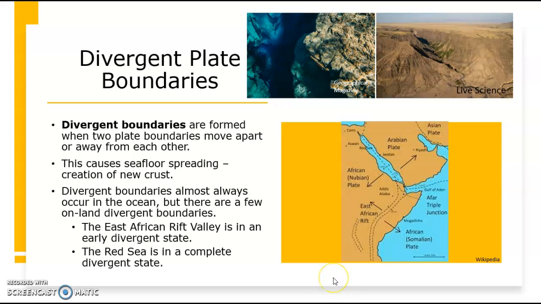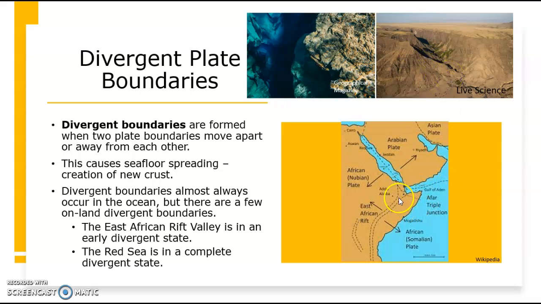Divergent boundaries are formed when two plate boundaries move apart or away from each other. And here's a picture of underneath the ocean where seafloor spreading has happened with new crust forming. Divergent boundaries are almost always under the ocean, but there are a few on land. And in this aerial view here, you can see the East African Rift Valley. You can see how it's cracking and falling and pulling apart.